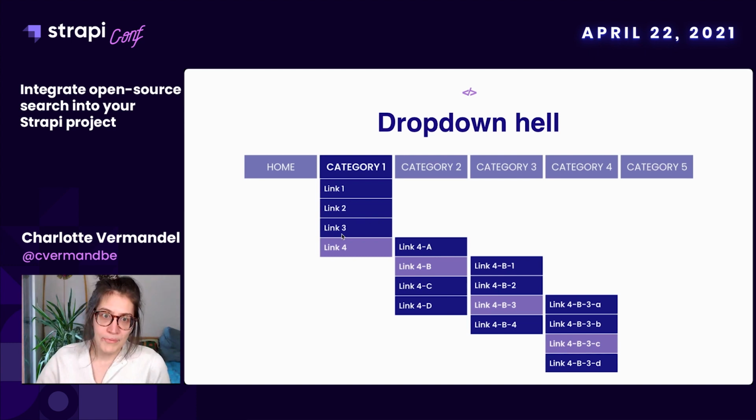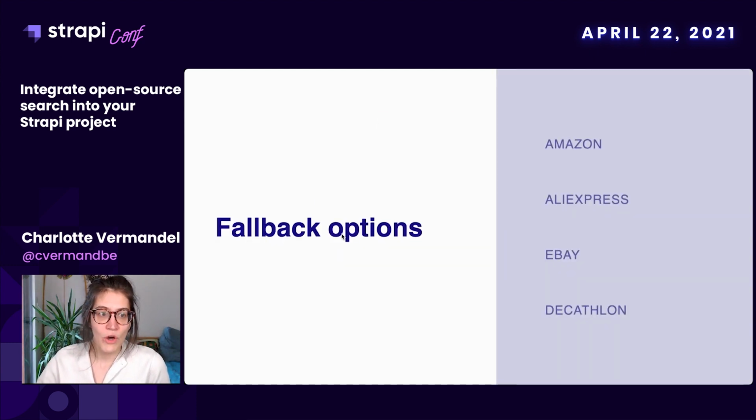The other option that you may take is going to the fallback options. Fallback options are websites where you can trust the search, for example, Amazon, AliExpress, but it's not the ideal solution as you are limited to what they offer.